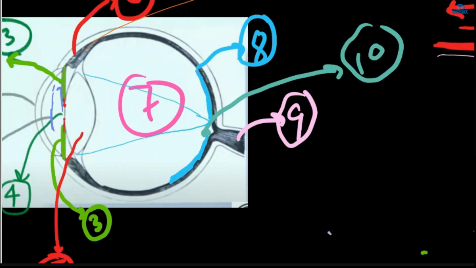And when our eye suffers from some defect, then the lens is unable to focus the image on the retina. So we see a blurred image of the object, and this is why we need an extra lens to correct that defect.